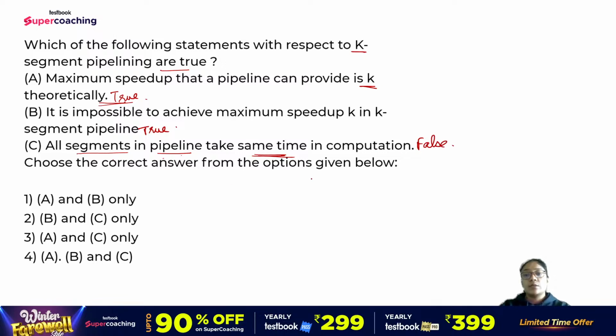Choose the correct answer from the given options. Given options tell you which statements were true. So statements A and B were true. So the correct option for this question is option 1. Correct? Next one. Shall I move to the next question?